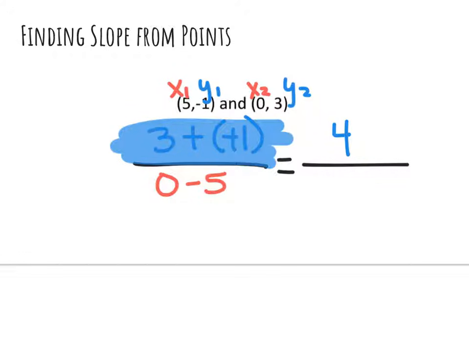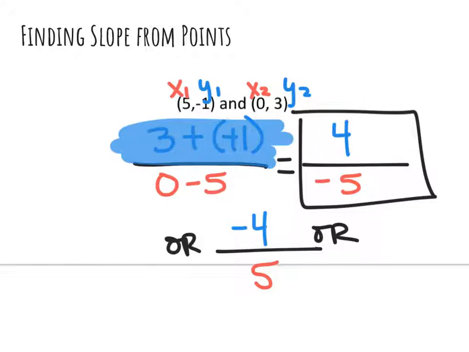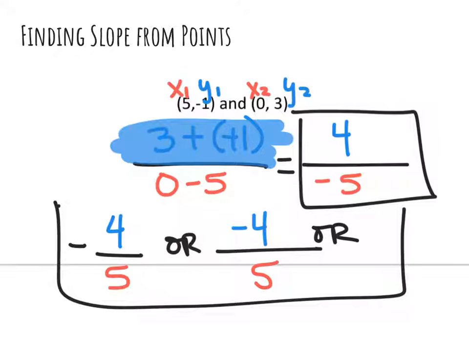Looking at our change of x, we have 0 minus 5. And 0 minus 5 is a negative 5. So my final slope is 4 over negative 5. You could also rewrite this slope as negative 4 over a positive 5. Or you could say negative 4/5. This is all the same answer.